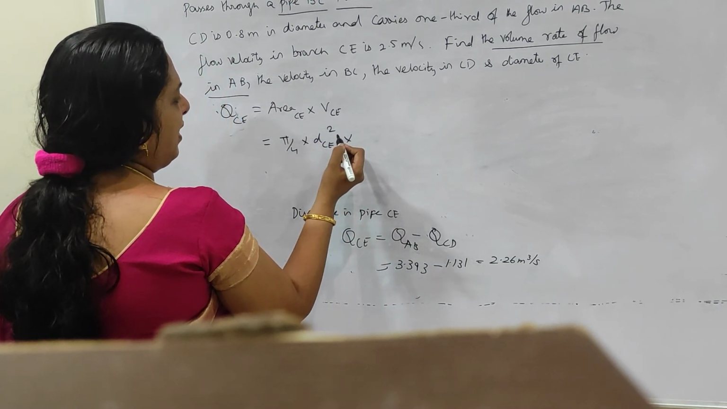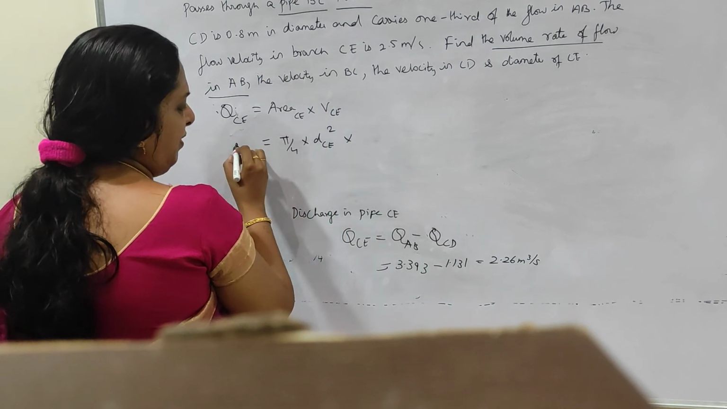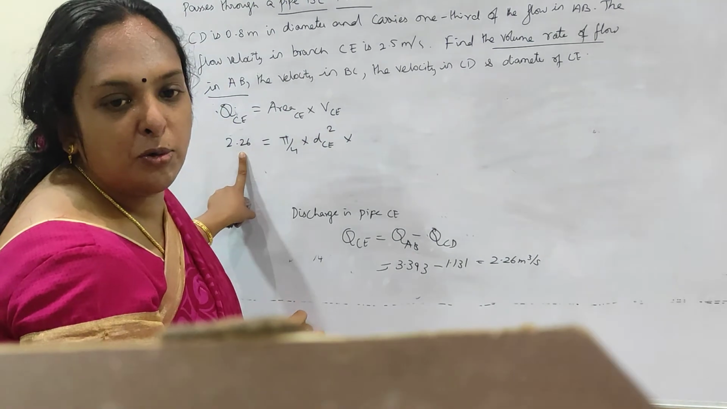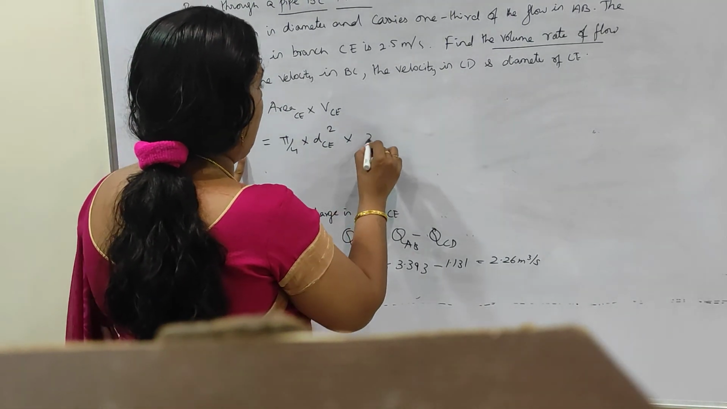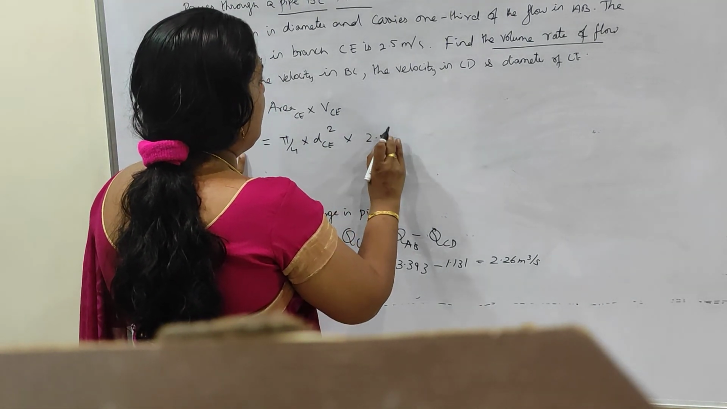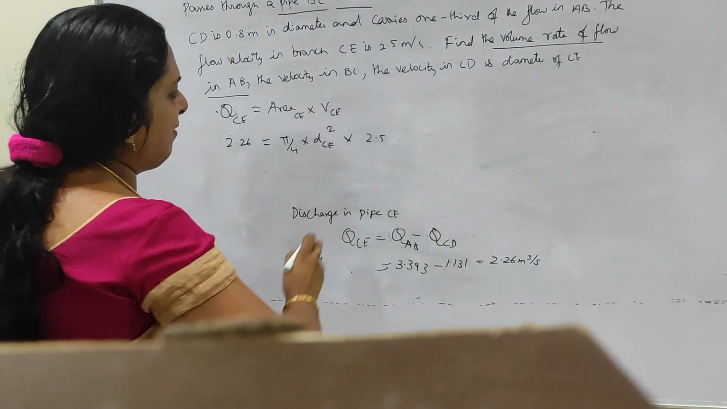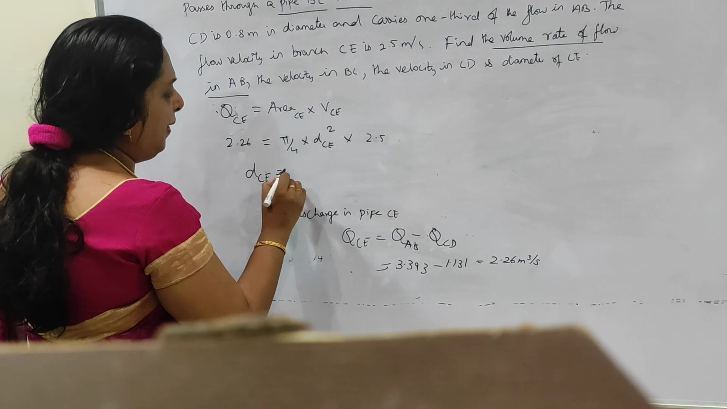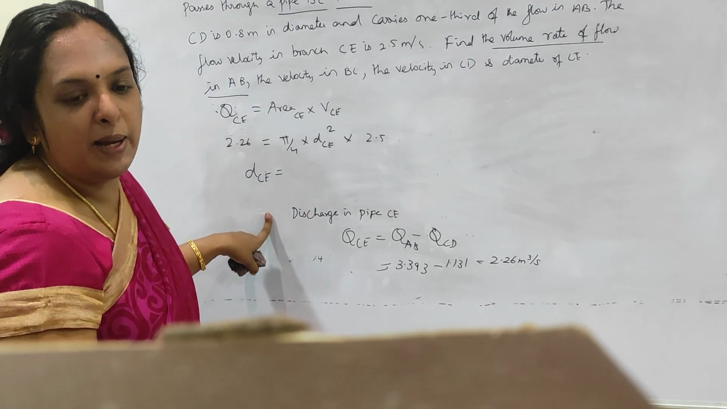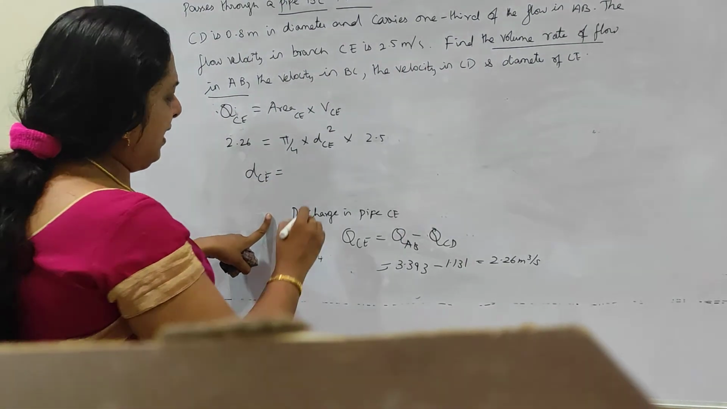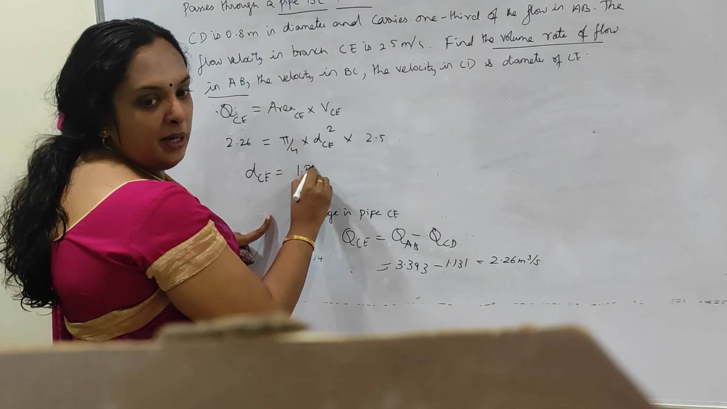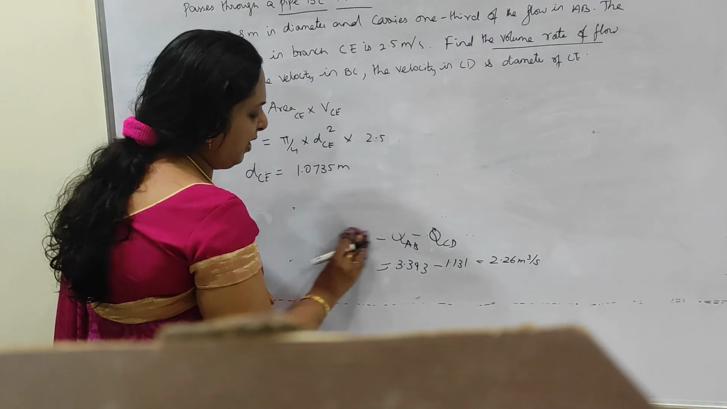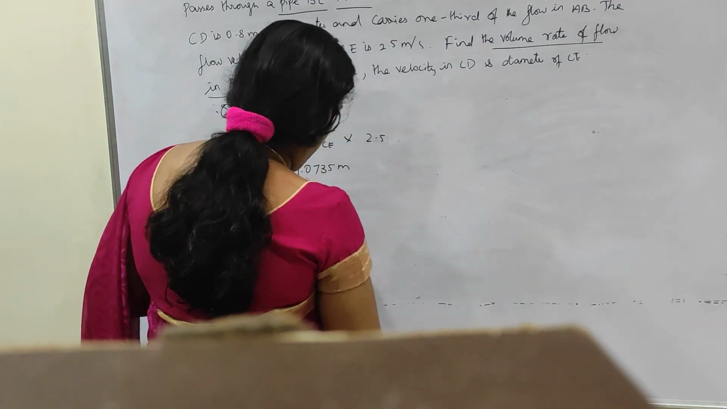QCE we have known, it is 2.26, and VCE is also given in your problem, it is 2.5 meter per second. So my velocity is known. Now from this I will be able to find out my DCE, that is my diameter. It's very simple, we can get it from this. It is 1.0735 meters.